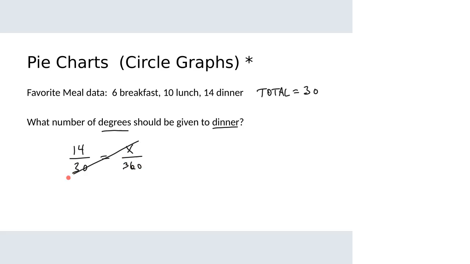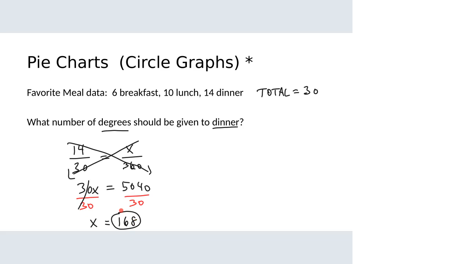Cross multiply, we'll have 30 times x is 14 times 360, is 5,040. And then just like we did before, we'll go ahead and divide both sides to get the x by itself. On the left-hand side, those 30s cancel, leaving just the x. And on the right-hand side, we have 5,040 divided by 30, which is 168 degrees. And we've answered the question, how many degrees should be given to dinner?